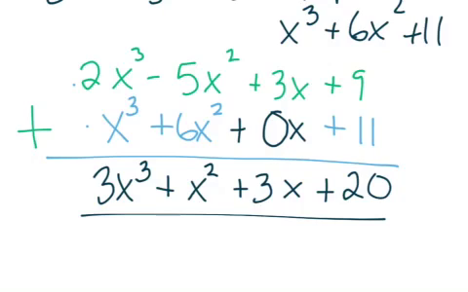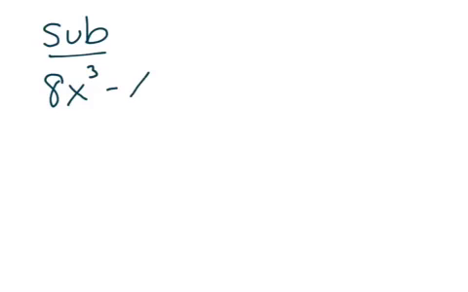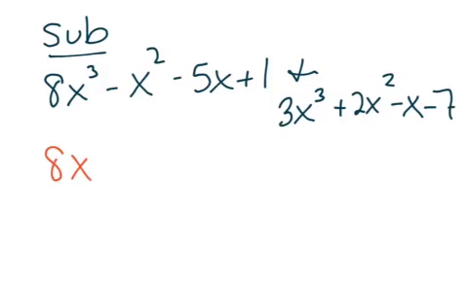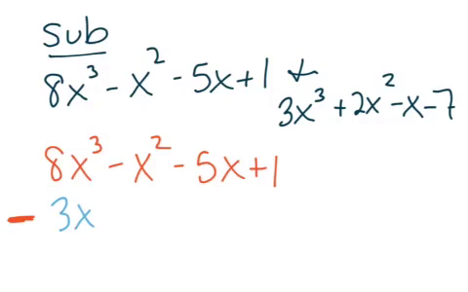Alright, let's subtract now. So we're going to subtract the quantities 8x to the third minus x squared minus 5x plus 1 and 3x cubed plus 2x squared minus x minus 7. And we're going to do this vertically. So I'm going to write this as 8x cubed minus x squared minus 5x plus 1. And again, I'm going to subtract this time, and I'm going to put the like terms underneath each other. So I'm going to put my 3x cubed, my plus 2x squared, my minus x, and my minus 7.